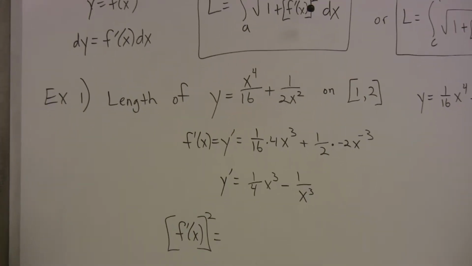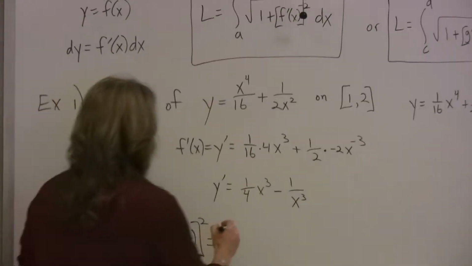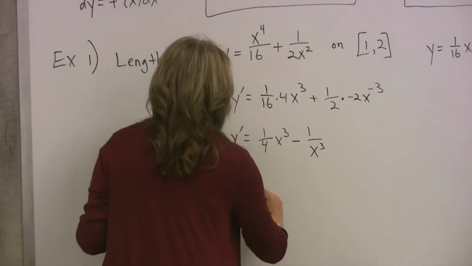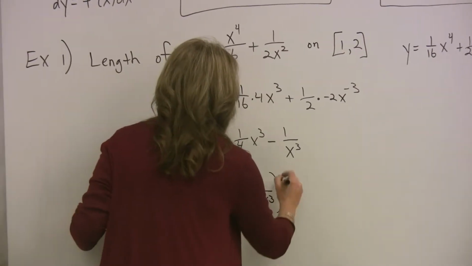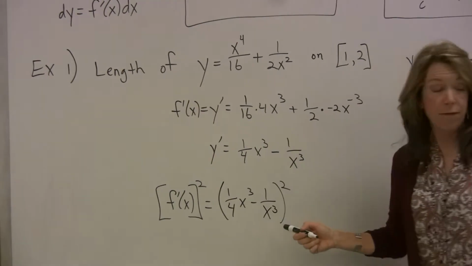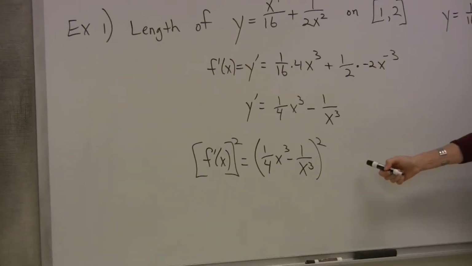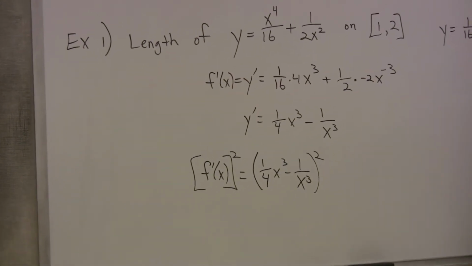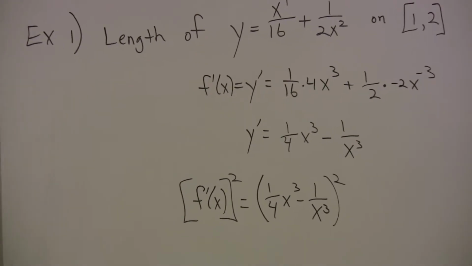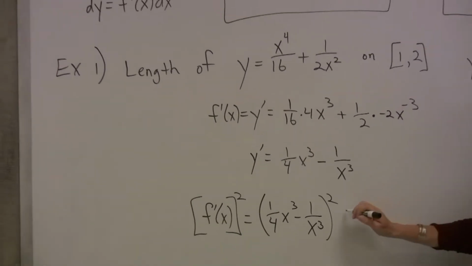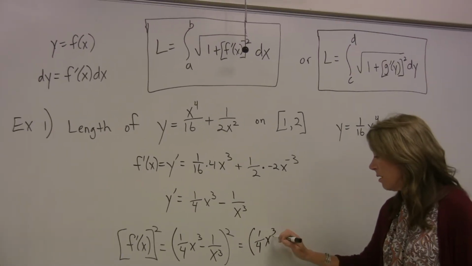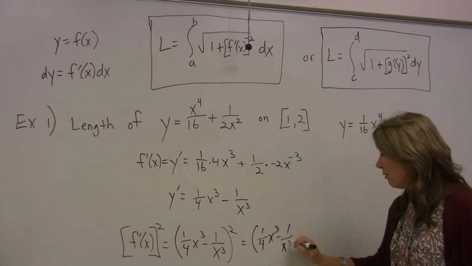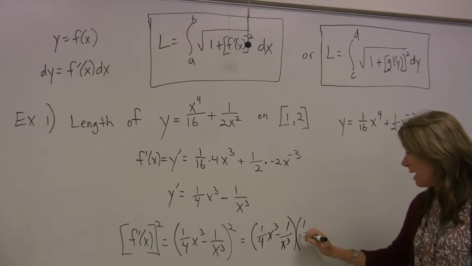I have to square it, which means I have to take this mess and multiply it by itself. We can do that. For those of you who don't know the shortcut, you can write it out this way, multiply it out by itself.